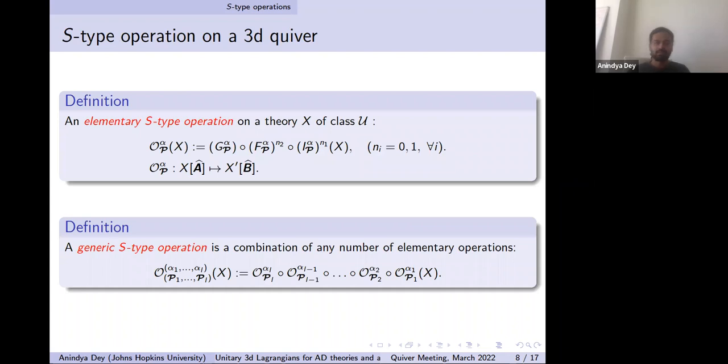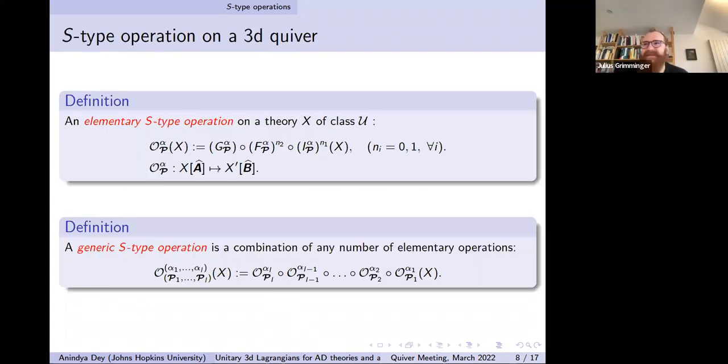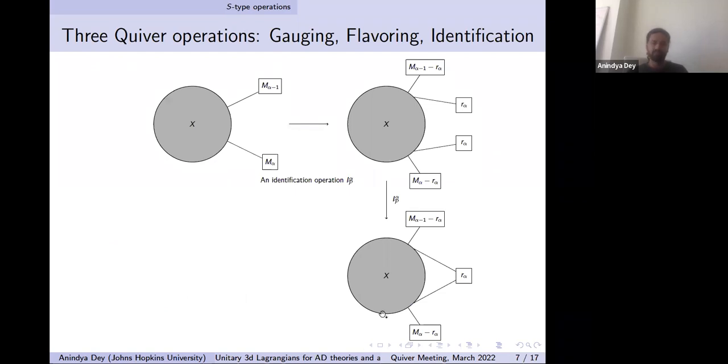Good. Yeah, I think an example will definitely help. Yeah, so the examples are coming. Yeah, perfect. But at this point, I'm not even talking about any mirror symmetry or anything. This is just a quiver operation. So one example would be, let's say you just take this one and promote this R alpha to a gauge node, right? That's an identification gauging operation.